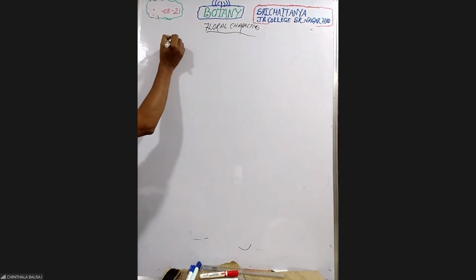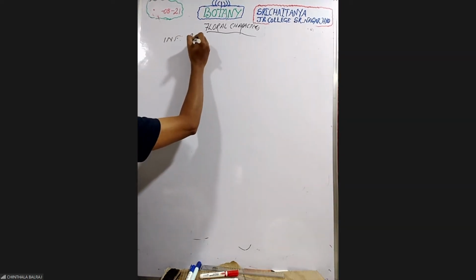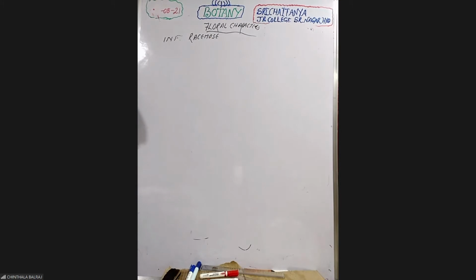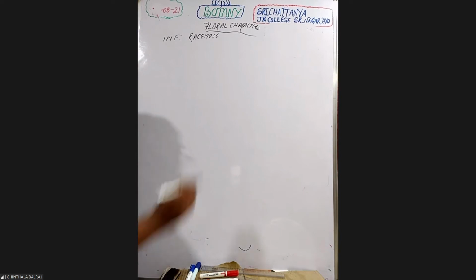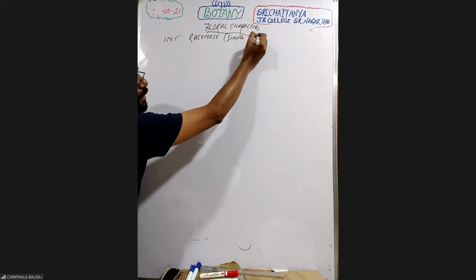First, inflorescence. Which type of inflorescence? Racemose inflorescence. There are two types mainly, racemose and cymose. This family shows mainly racemose. The remaining families, Solanaceae and Liliaceae, show cymose. This one shows racemose. Many types are there in racemose. This is the simple raceme.